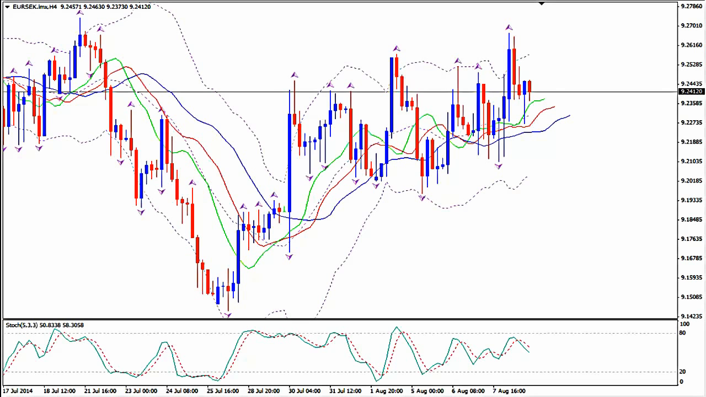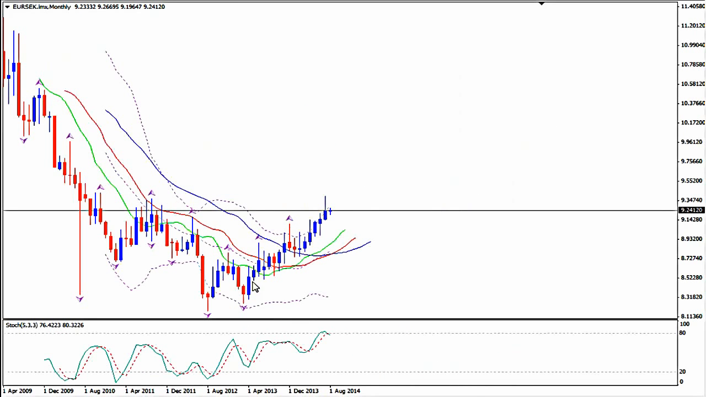of the pair. On the monthly time frame, we see that the pair, after a downward move for years, in the last couple of years the reversal has started. Okay, so now the biases are bullish.